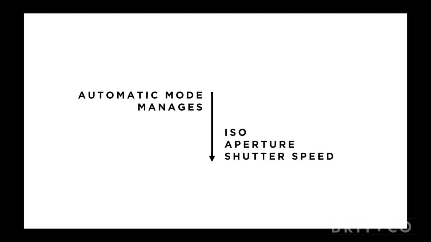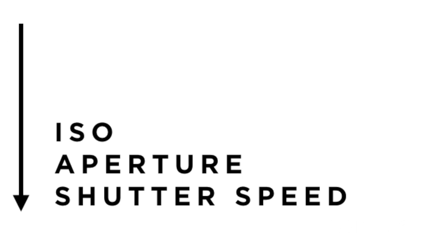Let's talk about camera settings and shooting modes. There are several different shooting modes on your camera that will drastically change the way your pictures come out. It's kind of technical, so let's go over it. The novice's camera shooting mode is likely set to automatic. It manages three functions: ISO, aperture, and shutter speed.